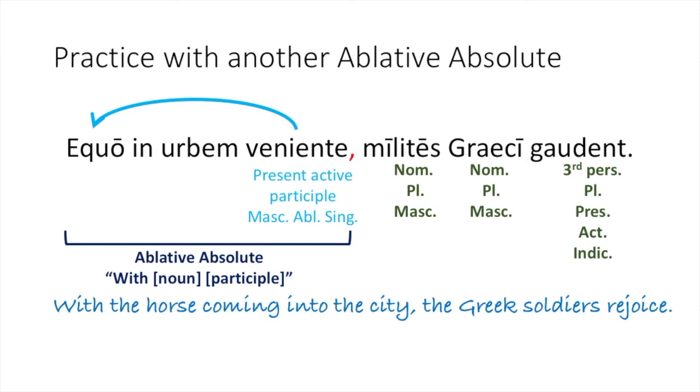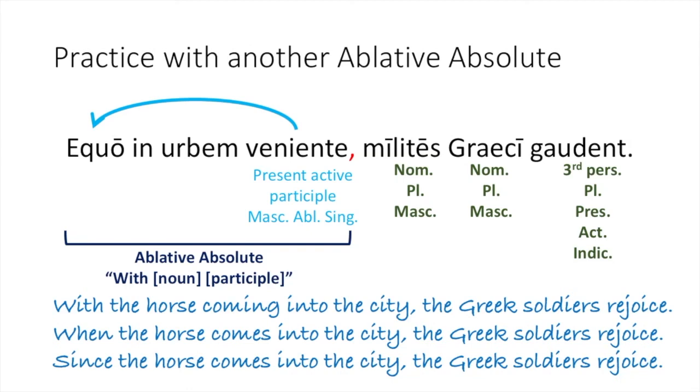If we're not totally comfortable with what that means, based on the context of our Trojan horse and why Greek soldiers would be happy about a horse coming into the city, we could also translate the sentence as when the horse comes into the city, the Greek soldiers rejoice, or since the horse comes into the city, the Greek soldiers rejoice. Any of those translations could work. Once you've corrected your sentence, made sure it's doing fine, you can continue the video.